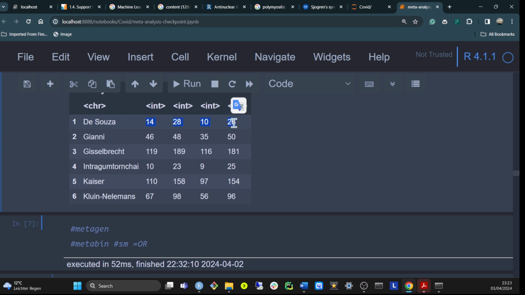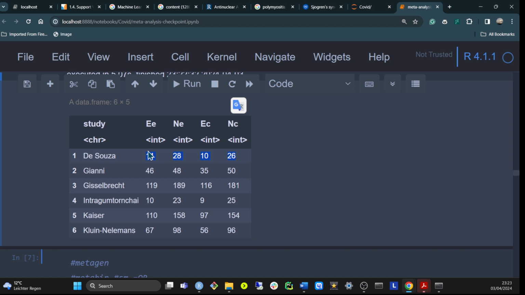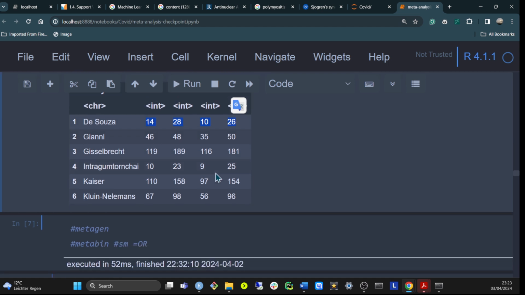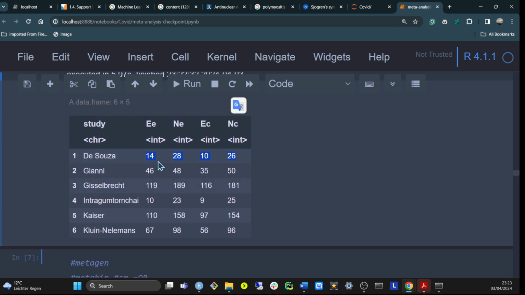That means NE minus EE. Here we have the total number of people, and here we have the number of events. So that means the number of people who are in the exposed group and don't have the disease, and that's calculated as the total number of people in the exposed group minus the number of people with disease.